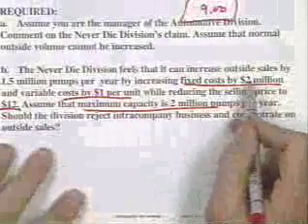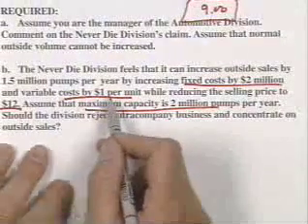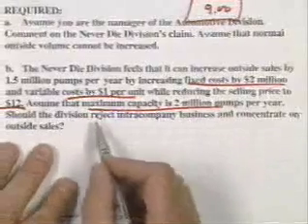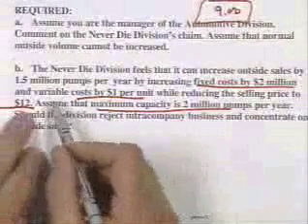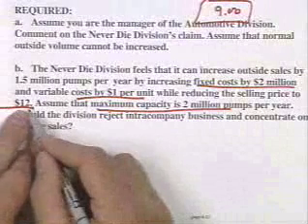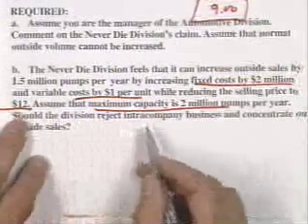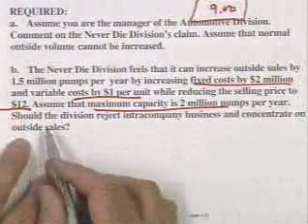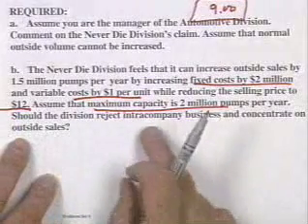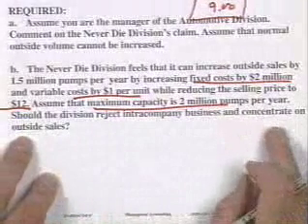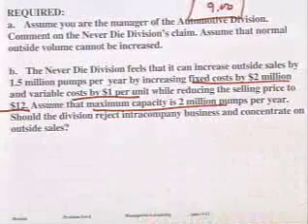Let's quickly review what we just did. Again, fixed costs increased by 2 million, variable costs go up by $1 per unit, and the price decreases from 12.5 down to $12 on outside sales. And so the question then becomes, should the division reject the intercompany business and concentrate on outside sales under these conditions?